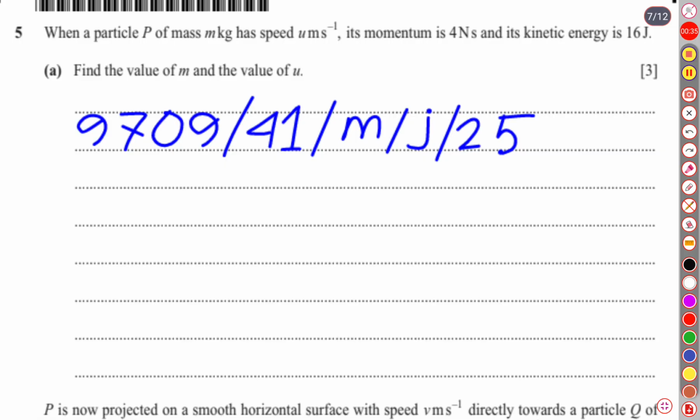When a particle P of mass m kg has speed u meters per second, its momentum is 4 Newton seconds and its kinetic energy is 16 joules. Find the value of m and the value of u. So let's start our solution.